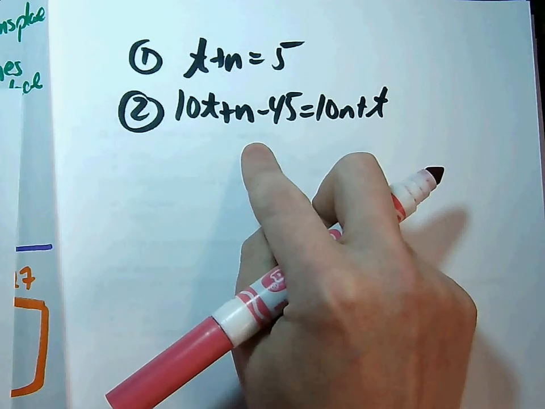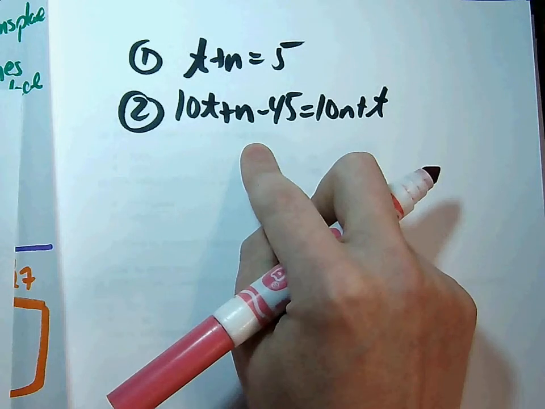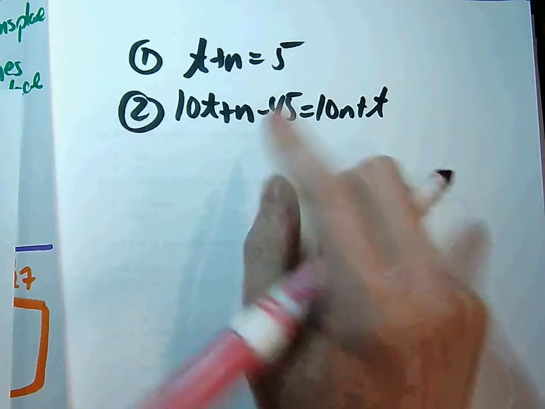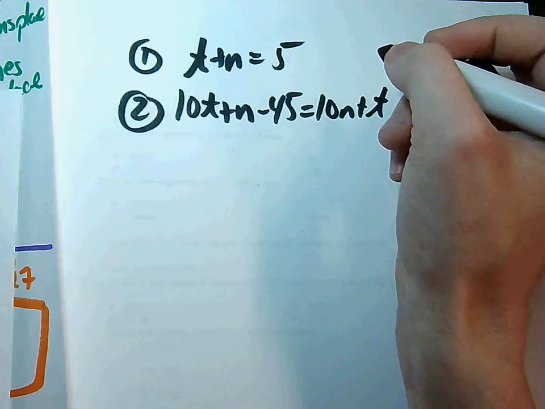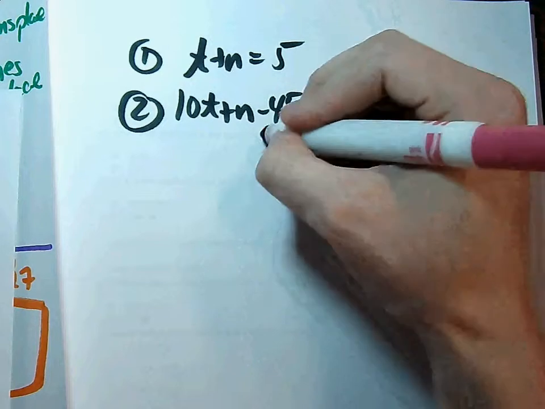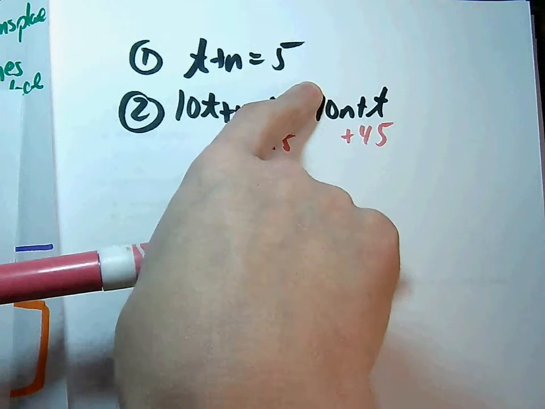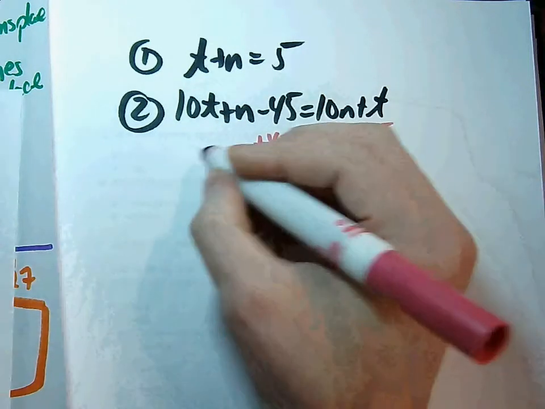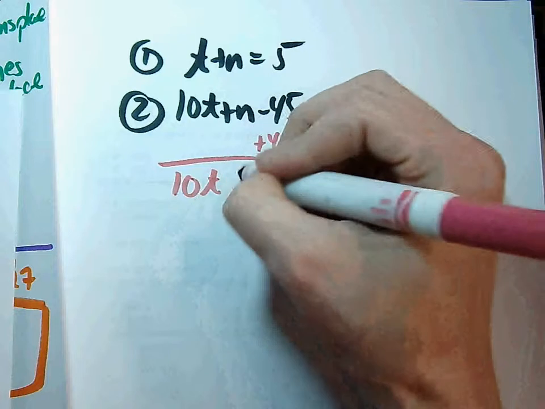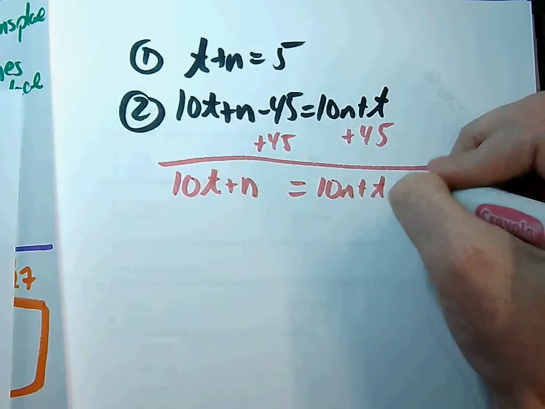I think you can do this either way. I'm going to save myself a step. You have so many different options. For me, I'm going to start by adding 45 to each side, because I see over here my variables are on one side, my numbers are on the other. And so that's going to give me 10t plus n equals 10n plus t plus 45.